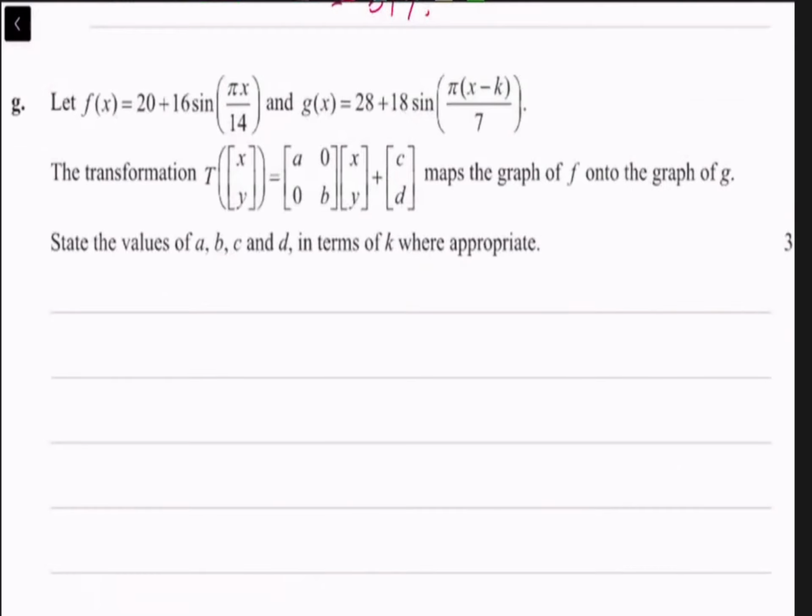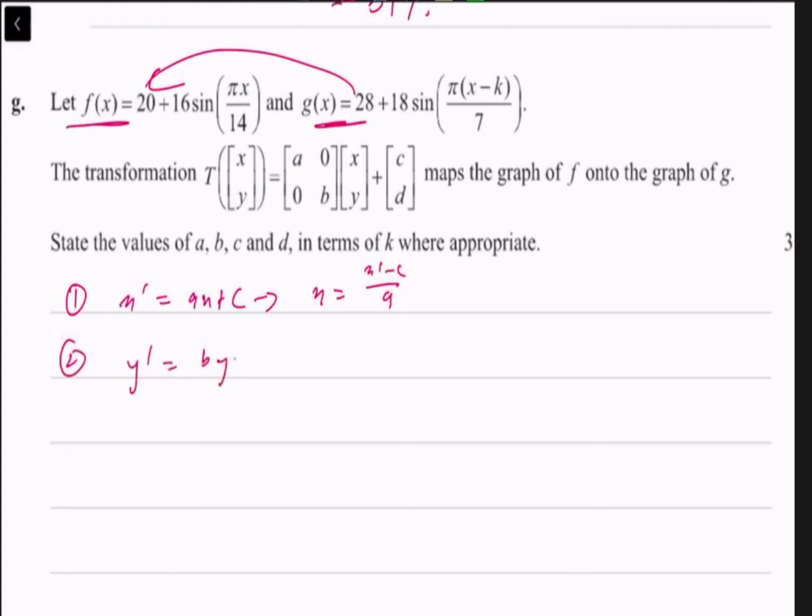So there's another transformation, and we're mapping the graph of f onto the graph of g. We have our original function and our transform function. There's multiple ways to start this question. You could work backwards from here, or you could work forwards with the matrix. I like to work forwards with the matrix, so I'll start with expanding the matrix. So x dash is ax plus c, so x is x dash minus c on a, and y dash is by plus d, so y is y dash minus d on b.